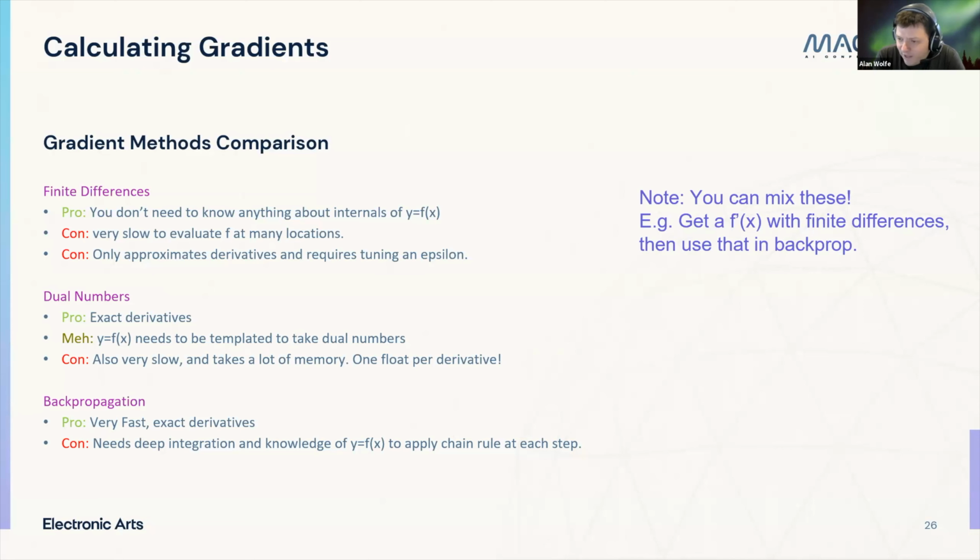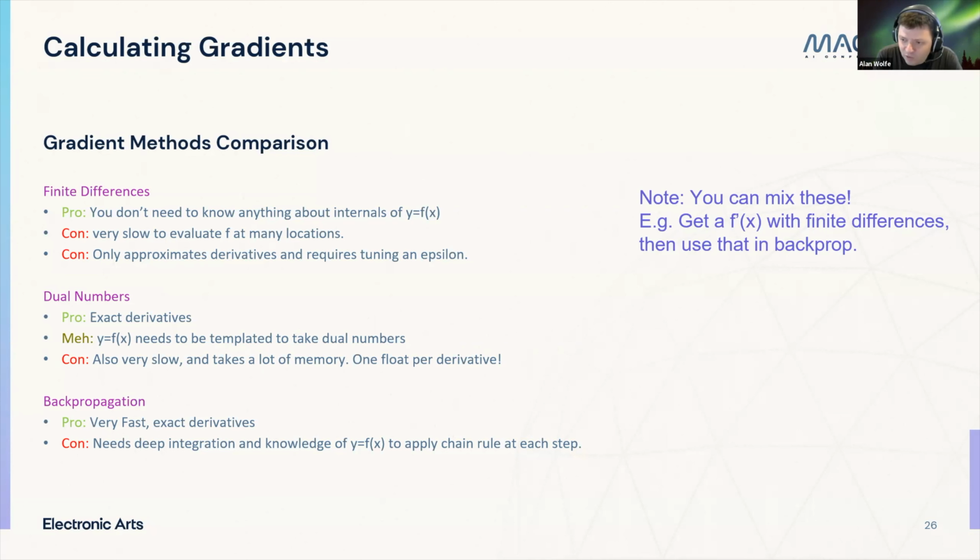And then lastly is backpropagation, which is very fast, and we'll see that in a second. But it also gives you exact derivatives, just like dual numbers. The downside to backpropagation is that you really need deep integration and deep knowledge of the function that you're trying to get the gradient of, so that you can do the chain rule at each step.